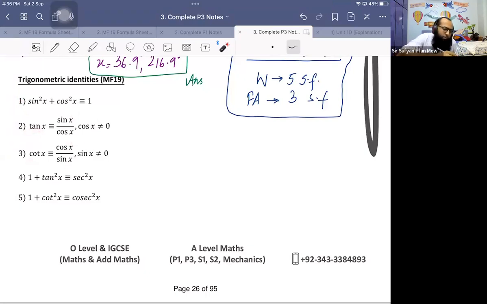So starting from number 1, we already studied the first 2 in AS, P1, right? Sine square x plus cos square x is identical to 1. So from here, if we are going to make sine square x the subject, then it is going to be sine square x is identical to 1 minus cos square x. And if I talk about cos square x, then cos square x is identical to 1 minus sine square x.